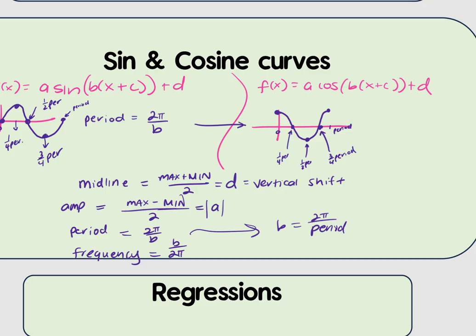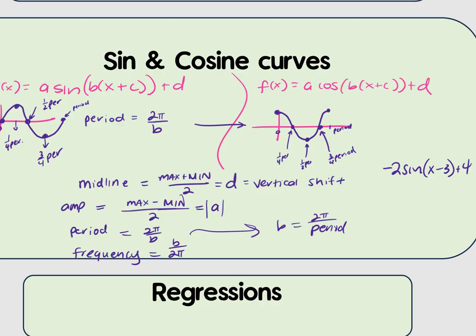Wait, hang on. For amplitude, max minus min over 2, it can't be negative. Amplitude itself is not negative, but the A can be negative depending on the direction of your curve. It's only for the reflection. Correct. So if it said negative 2 sine x minus 3 plus 4, A is negative 2. Amplitude is 2. The A carries the sign, the amplitude does not.